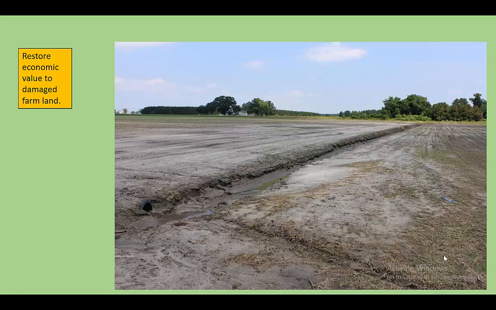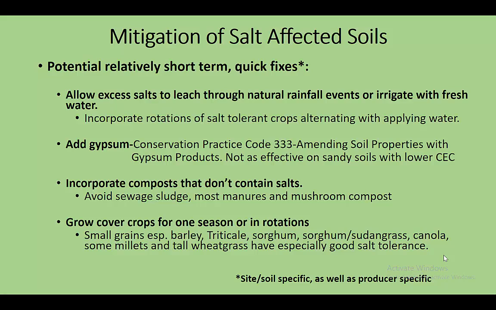But if you have a field like this, do we necessarily have to totally abandon this? Can we mitigate this short-term to make it suitable for growing a crop? Or if we are abandoning it for crop production, can we grow something else in that field that could actually produce an income? Those are some things we're going to discuss as we go along here.